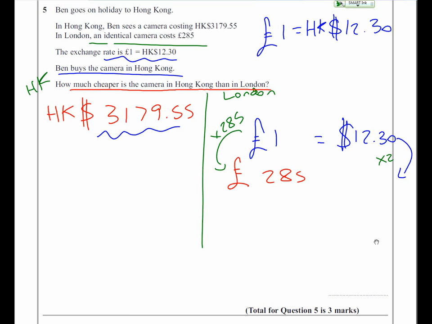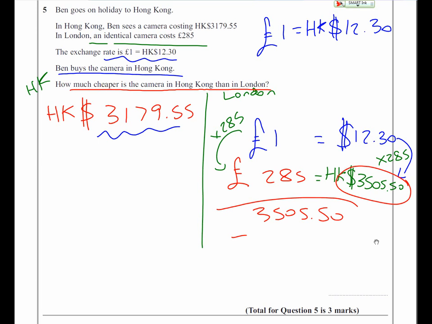We have a calculator. So on your calculator, do 12.3 times 285, which gives you 3,505.50 Hong Kong dollars. So now you need to do a subtraction. This was the cost in London. Take away the cost that Ben paid. He's made the right choice. Good old Ben. What a guy.